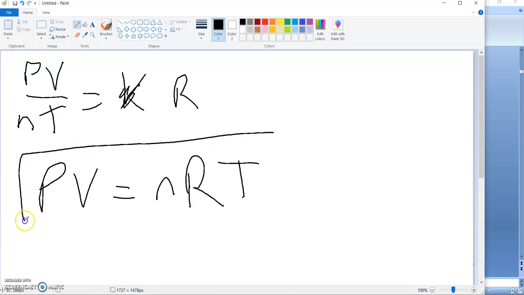And that is the ideal gas equation. It combines all the gas laws together. Boyle, Charles, Gay-Lussac, all of them, even Avogadro's law, all combined into one glorious gas law.